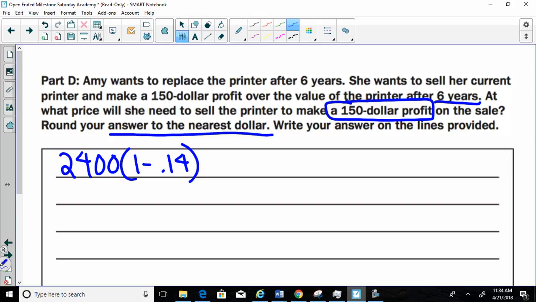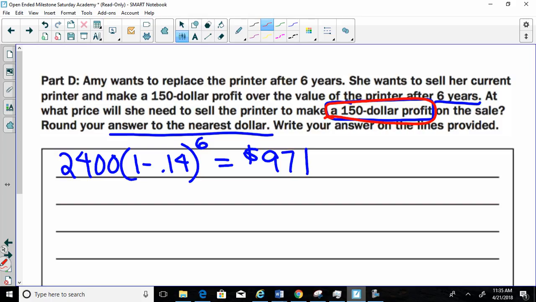So, how do I figure out what the printer was worth in 6 years? What would I put the exponent to be? 6. Put it to the 6. Let me know what you have. I got 971, rounded to the nearest dollar. Now, that's how much the printer is worth. But if she wants to make a $150 profit, what would I need to add to it? What would I need to add to this to make a $150 profit? Because I want to make $150 more than what it's worth.